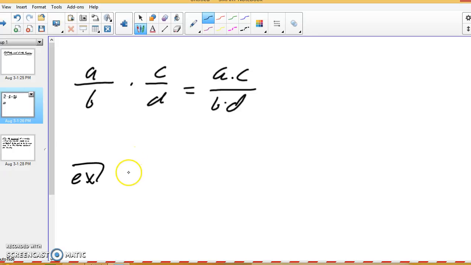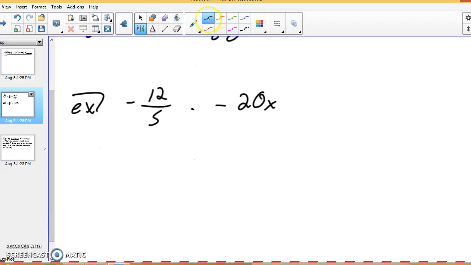So say, for example, we have negative 12 divided by 5 multiplied by negative 20x. So you might think, okay, well, why are we doing this? Because we have a whole number, we even have some x's in this. This doesn't seem quite as simple as just multiplying fractions. Well, that's because we're going to introduce some new concepts integrated into multiplying and dividing fractions.